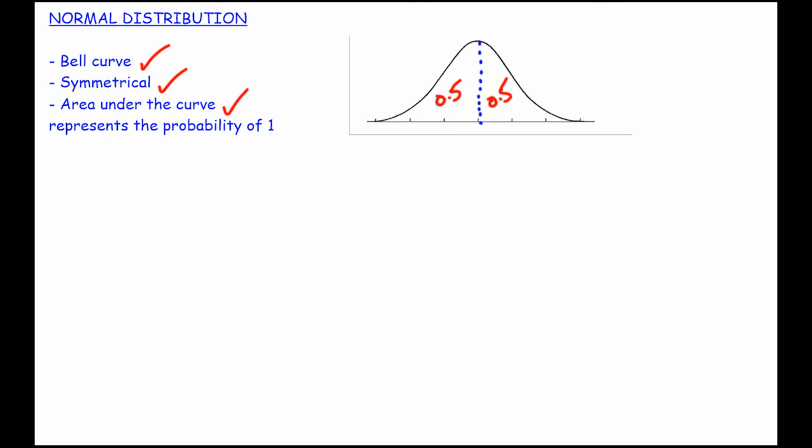Okay, so 3 aspects, 3 properties, 3 characteristics of the normal distribution. It has a bell curve, it's symmetrical, and the area under the curve represents the probability of 1. Another underpinning characteristic of the normal distribution is that actually this is true for continuous distributions. The normal distribution is a continuous distribution. I'll draw some more emphasis onto that in a little while.